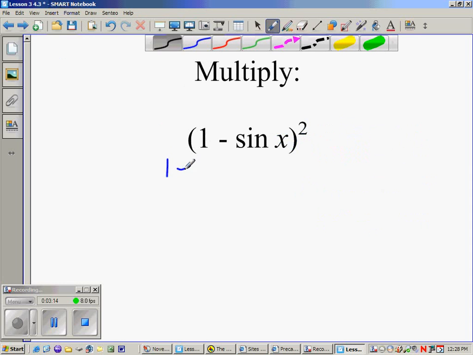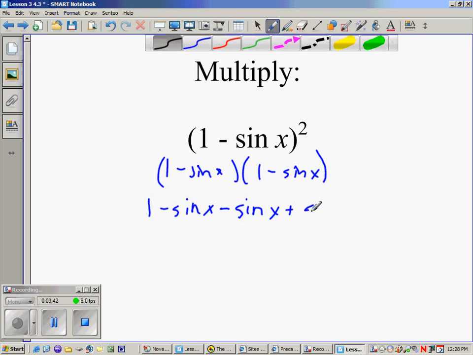We'll do the same thing with, even if there's a sign there, 1 minus sine x times 1 minus sine x. Multiply the first two together to get 1. The insides are going to be minus sine x. The outsides are going to be another minus sine x. And then the last one, a negative times a negative is a positive, and this is sine squared x. So this would be 1 minus 2 sine x plus sine squared x.